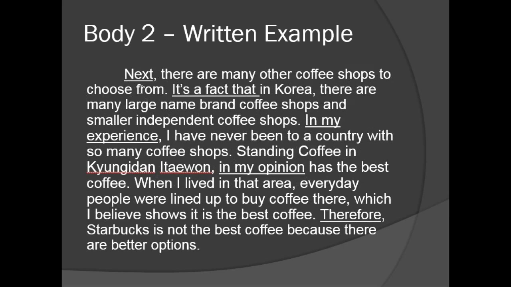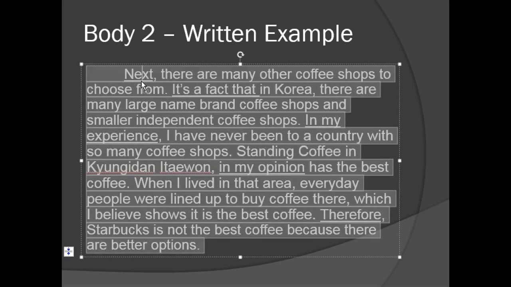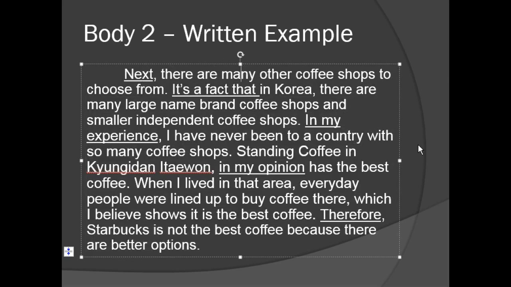Body 2. Notice that we have next. We have it's a fact that, in my experience, in my opinion, therefore. Again, remember that we're going to use these transition words. For the second body paragraph, you can use next. And you can just copy my formula if you want. Of course, have a different topic. But if you want to use my same transition words, you are more than welcome to use those. So feel free to use those.